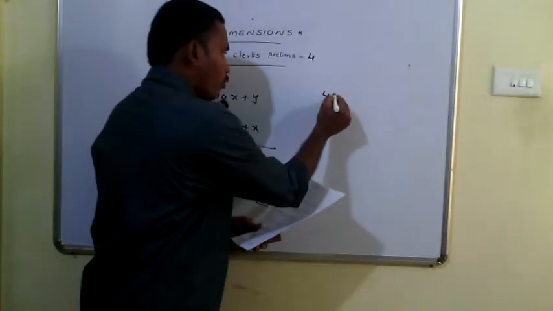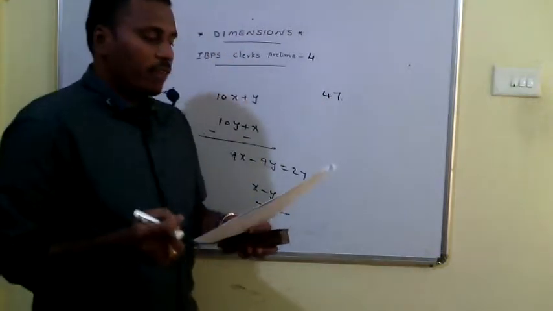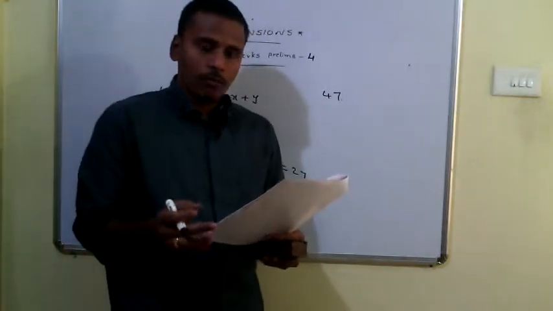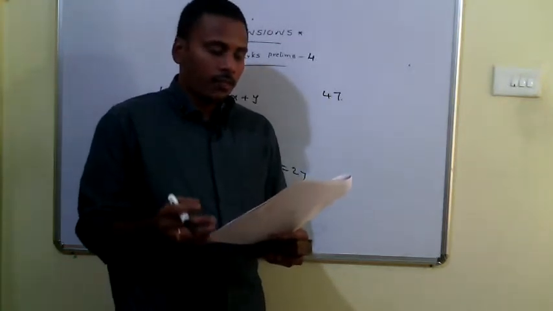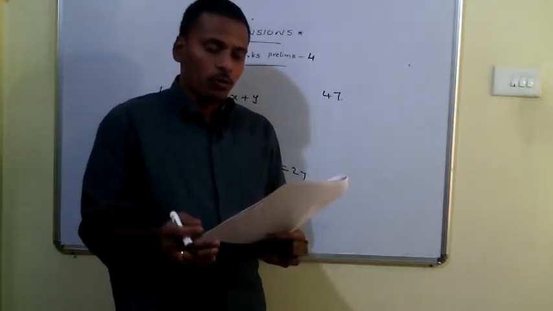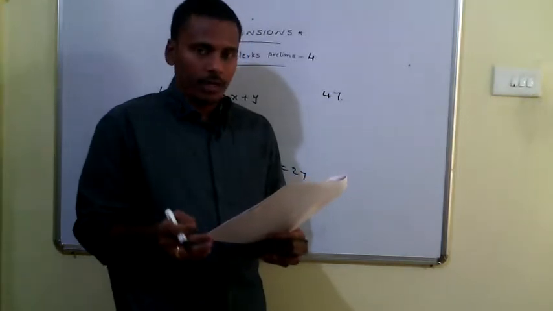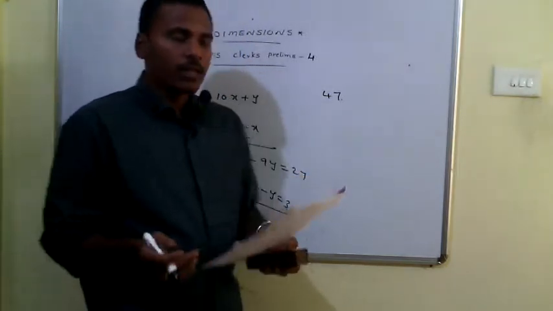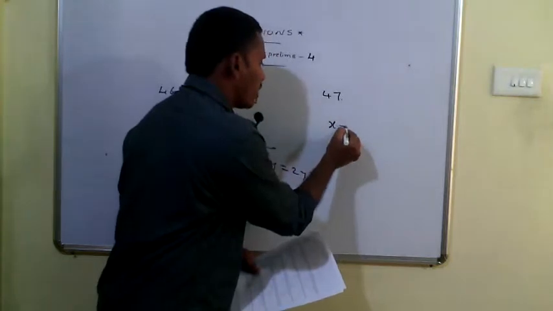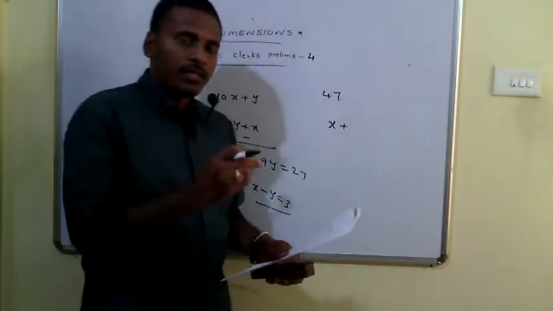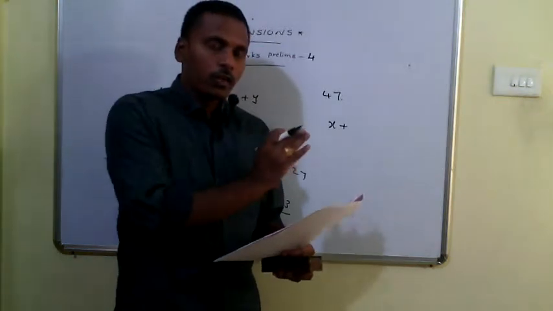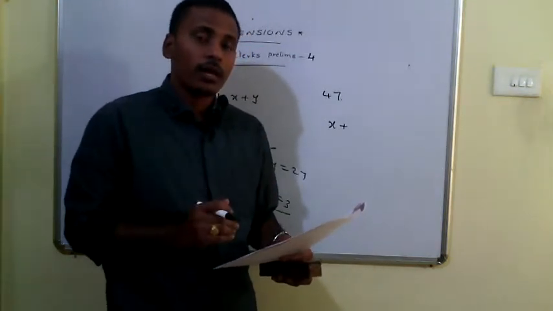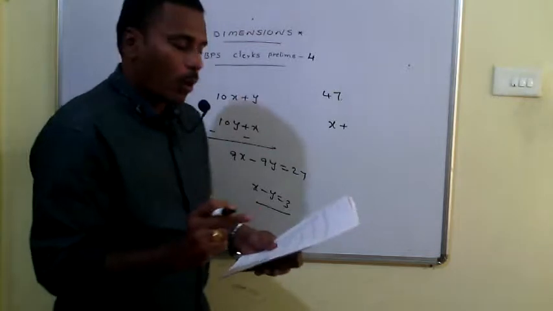Okay, coming to the 47th problem. The fare of a bus is x for the first 5 kilometers and 13 rupees per kilometer thereafter. If a passenger pays 2402 for a journey of 187 kilometers, find the value of x. See, for the first 5 kilometers, the value is x. Since the journey is 187 kilometers, for the first 5 kilometers it is x, so the remaining kilometers are 187 minus 5, which is 182.